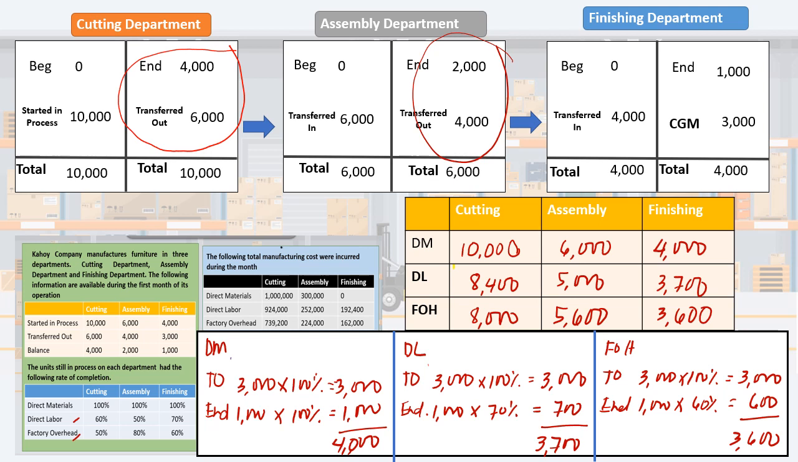Remember, this will be used later to compute the unit cost, which we will use to compute the amount to allocate to our ending balance and to our cost of goods manufactured. So, let's proceed to unit cost on the next slide.